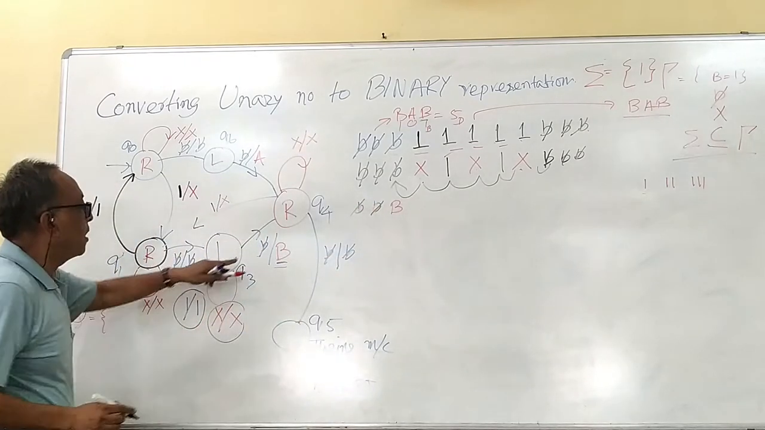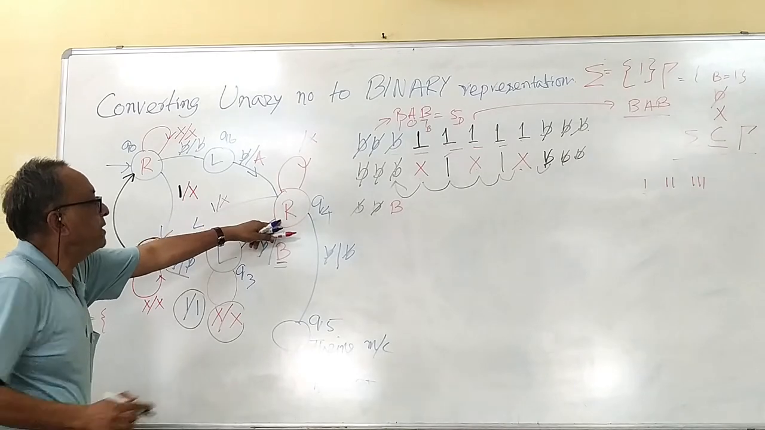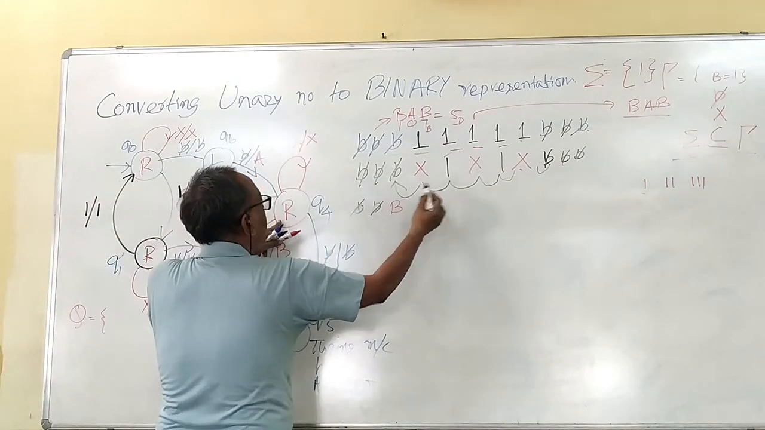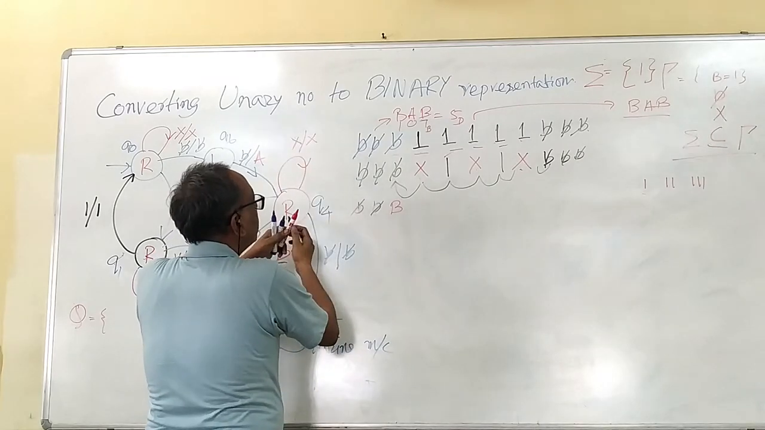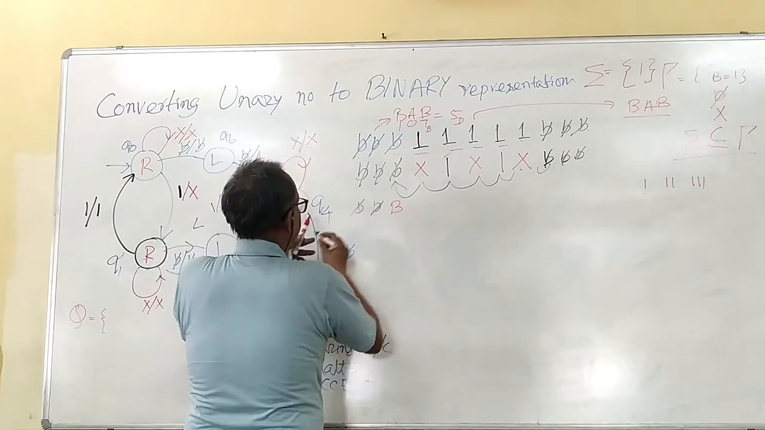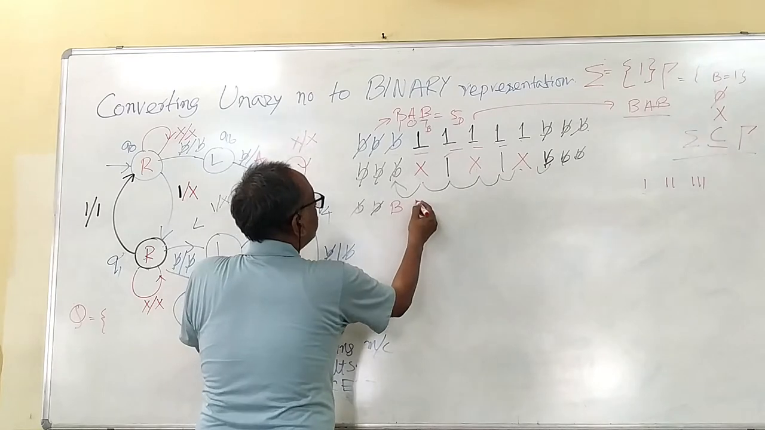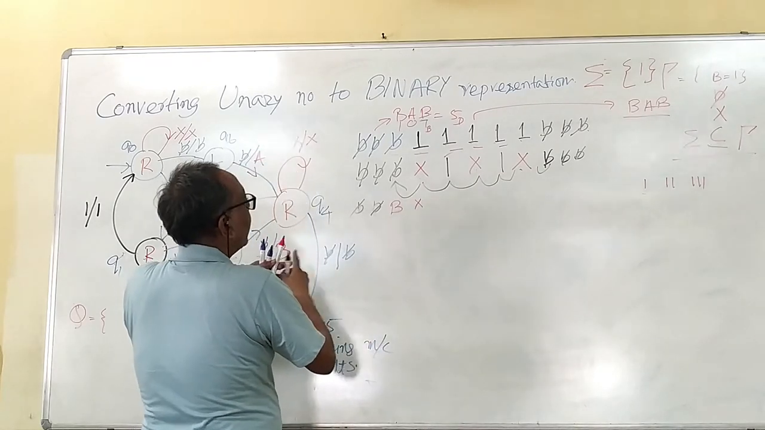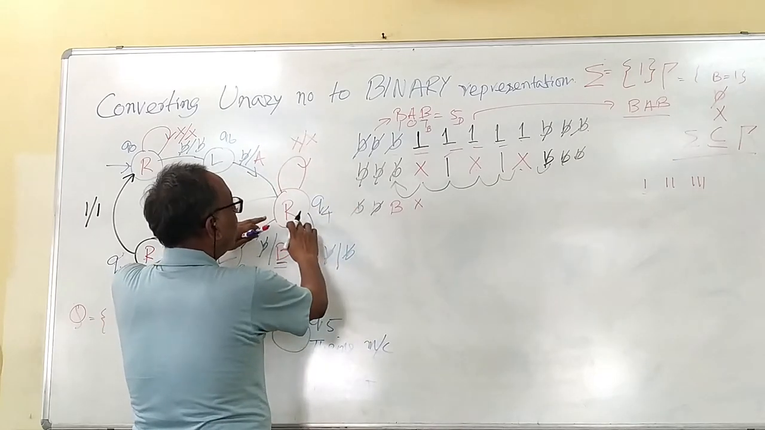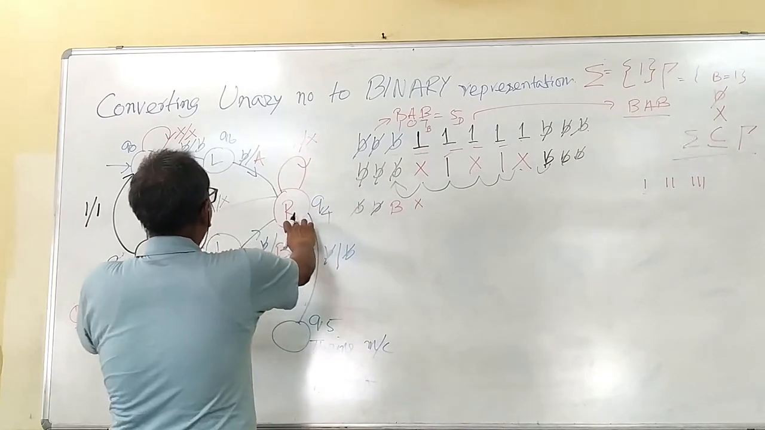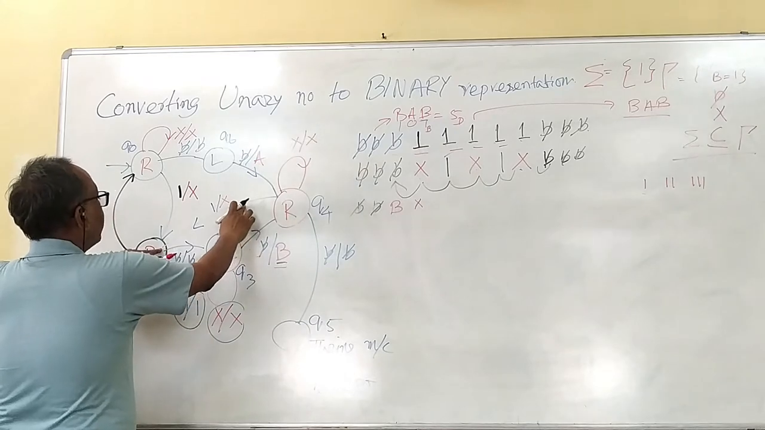Yes, this is now replaced by B, and with the right moving states, we are again going this way. X, nothing to be done, so we are going this way. So we have X here, and 1. If we go to the X, we are here, right, and if we plot it 1, we replace it with X.